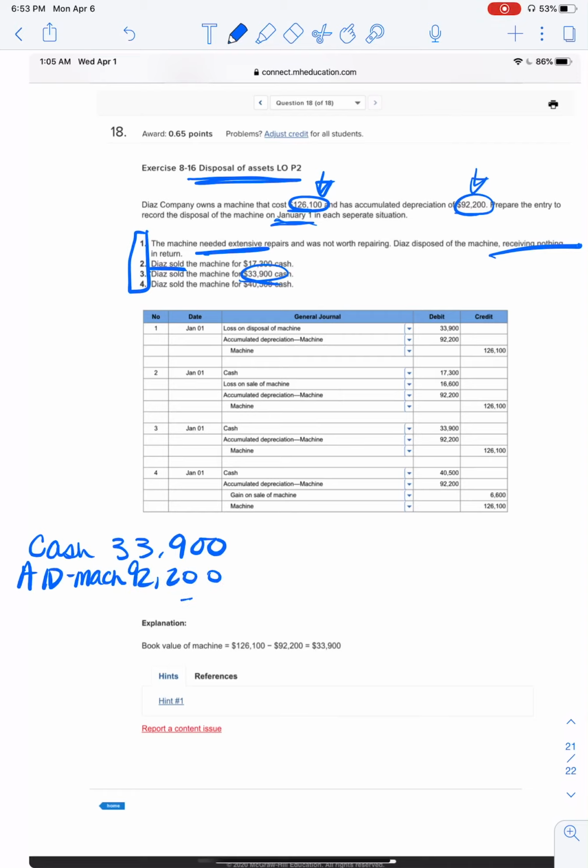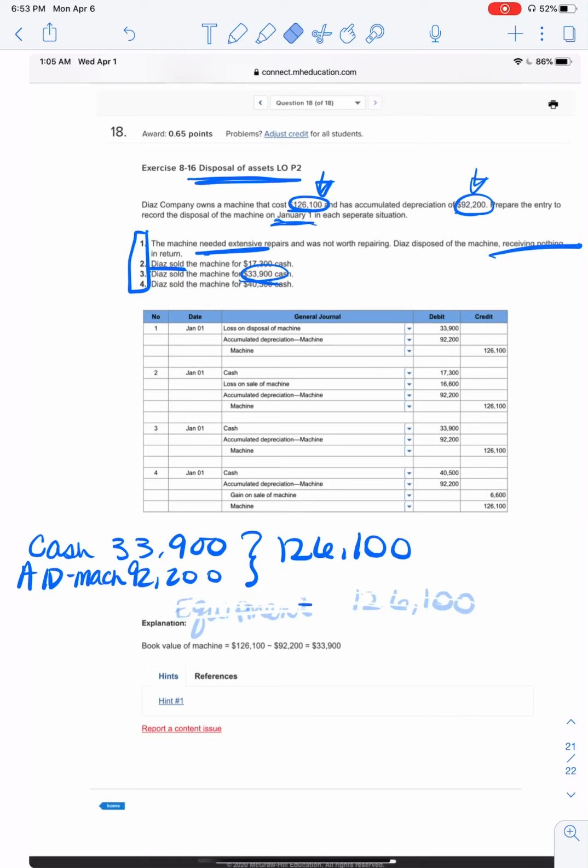So here if I debit cash for $33,900 and I debit my accumulated depreciation - machine for $92,200, credit my equipment account for $126,100, what you'll see is this right here totals out to $126,100, which means there is no gain or loss in situation number 3, and that is because we sold this at book value.